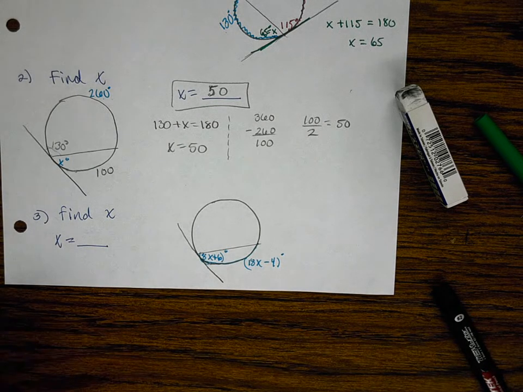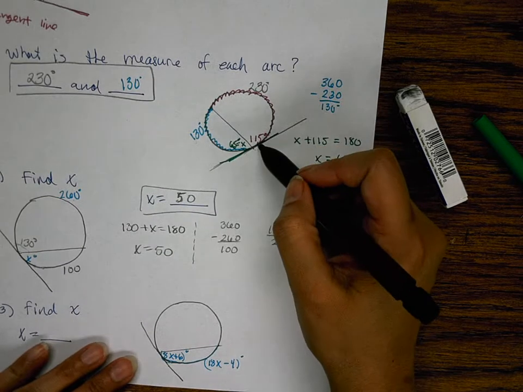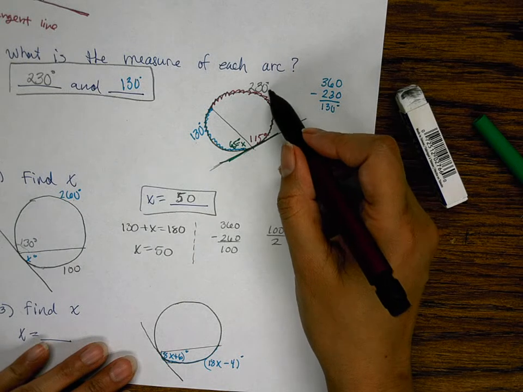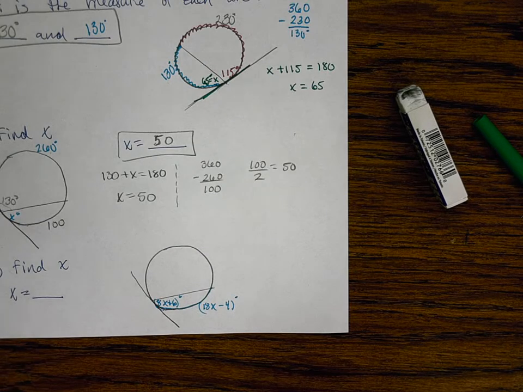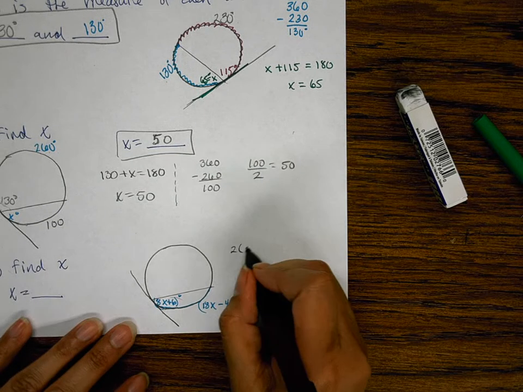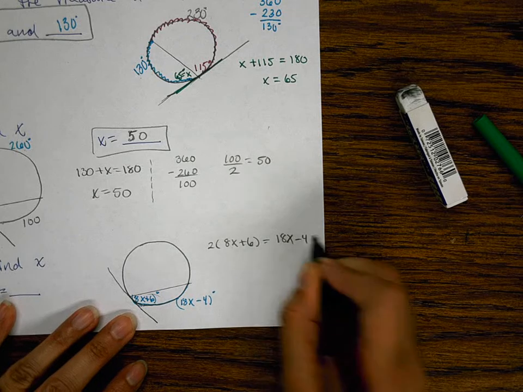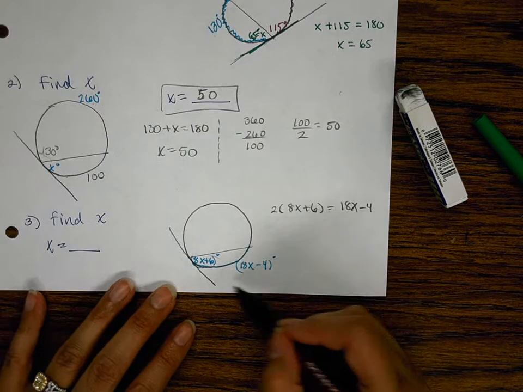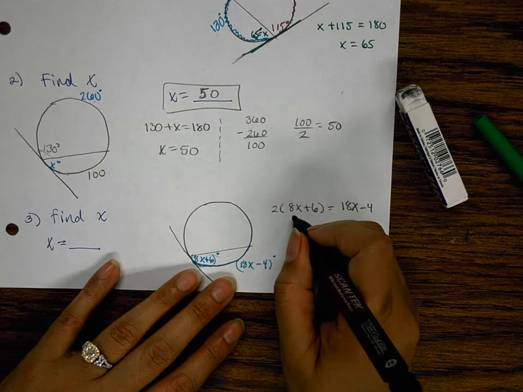Find x. What's the relationship between these two? Are they equal? No, remember, the angle is half the arc, or the arc is twice as big as the angle, however you want to think about it. Now, for me personally, if I'm going to be solving an equation, I'd much rather double something than cut something in half. So I'm going to double the smaller one, and the smaller one's the one on the inside. 2 times 8x plus 6 equals 18x minus 4. Now, if you wanted to, you could do half of the outside equals the inside. It works the same way. I just rather not work with fractions.